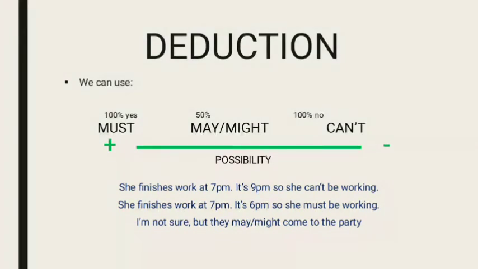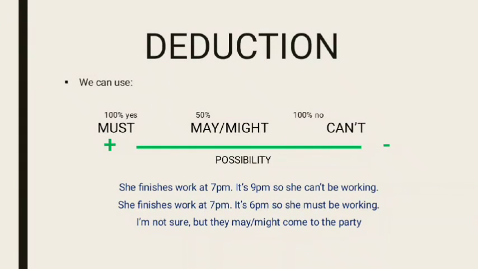Okay, let's take a look at the examples. The first one says, she finishes work at 7 p.m. It's 9 p.m. so she can't be working. It means that kalau misalnya sekarang sudah jam 9 p.m. karena dia selesai bekerjanya pada jam 7 p.m. harusnya pada jam 9 p.m. dia sudah tidak bekerja lagi. It means 100% no. Dia tidak bekerja, pasti.